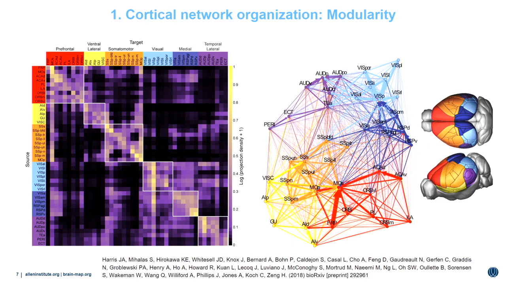I'm color coding them here, so the same color is on the matrix, the graph, and then I'm showing you in space where these modules are. We have one in prefrontal cortex. Then we have a ventrolateral module that's insular cortex, gustatory, and visceral. We have somatomotor regions together and visual regions together. And then there's a medial module that's comprised of retrosplenial cortex and parts of the parietal cortex, and then a temporolateral module. It's interesting anatomically that the cortex is organized this way, but we wanted to understand better what this type of organization might mean in terms of function.